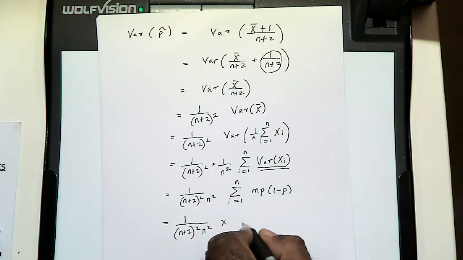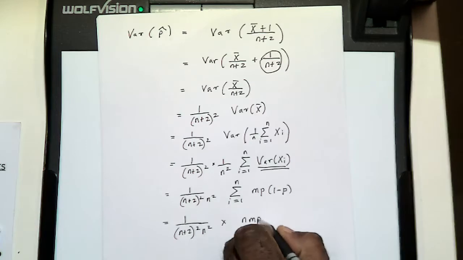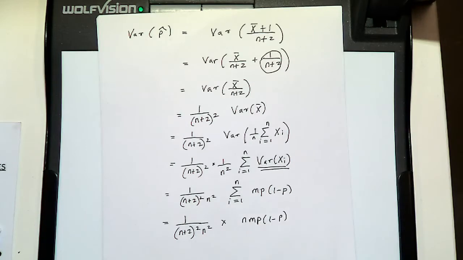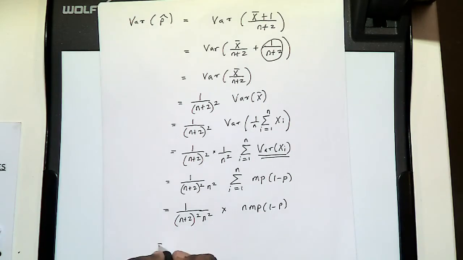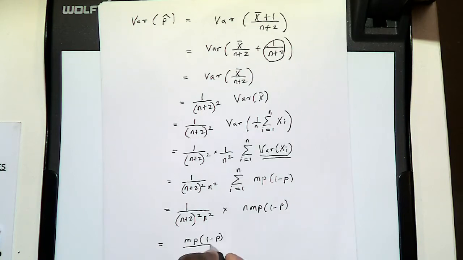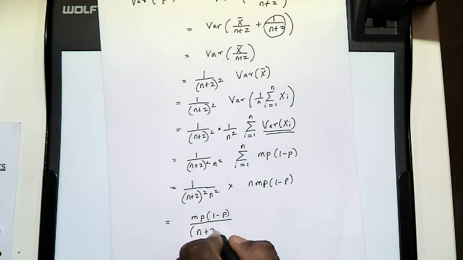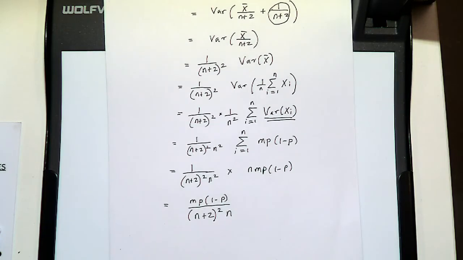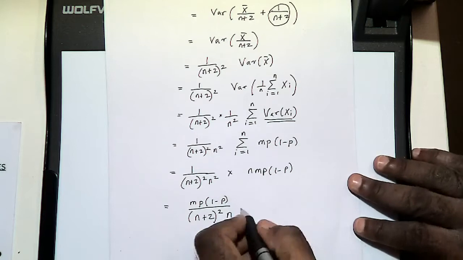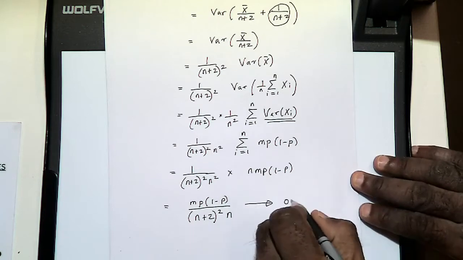This is going to be n m p times 1 minus p, and if you simplify this, you will get the final answer, which is n plus 2 squared times n. Alright, so this is the variance of the estimator, and it's also asking you, as n approaches infinity, this goes to 0, clearly.